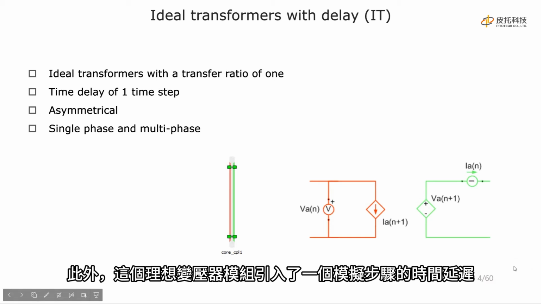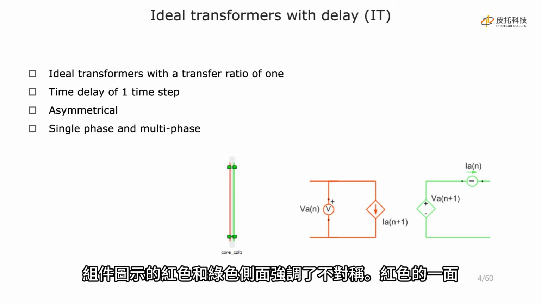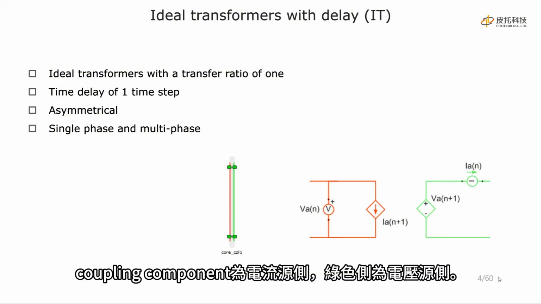In addition, this ideal transformer block introduces a time delay of 1 simulation step between the coupling sides, which is negligible for most practical systems. They are also asymmetrical, which is emphasized by the red and green sides of the component icon. The red side of a coupling component is the current source side, while the green side is the voltage source side.